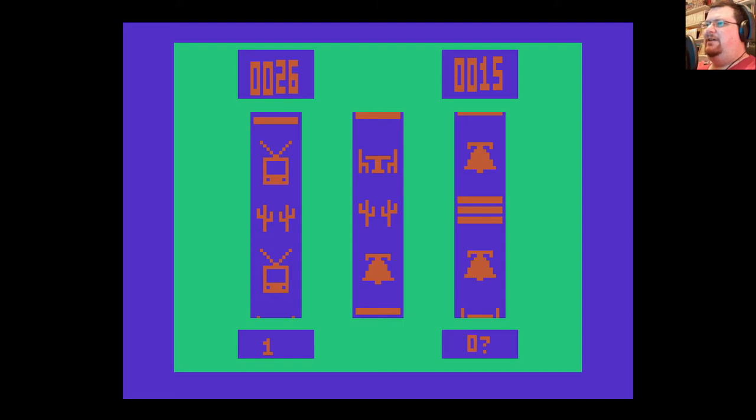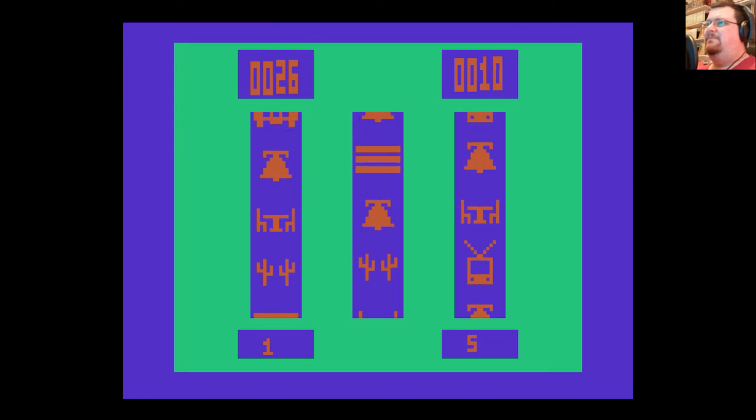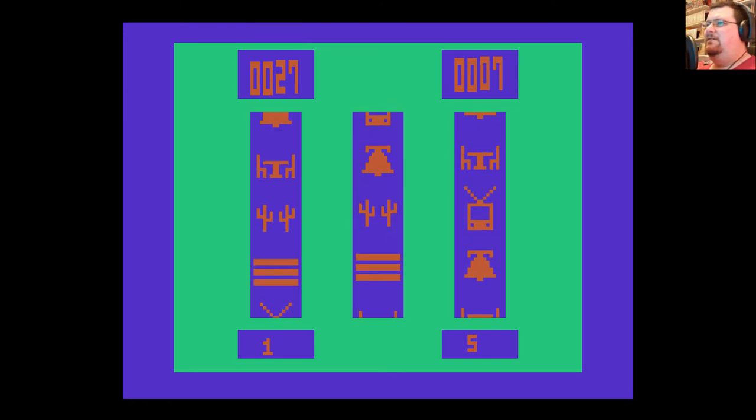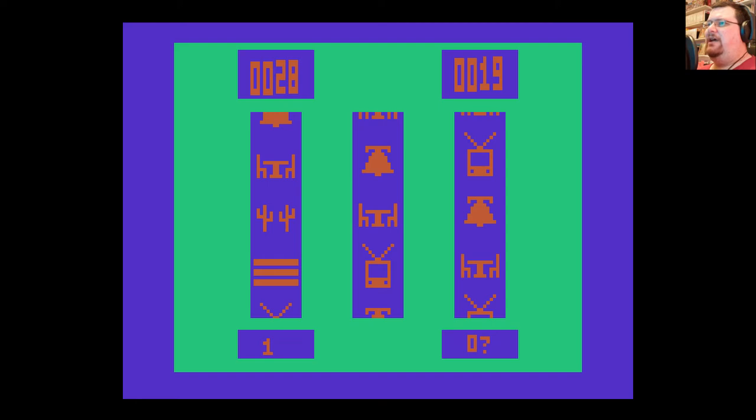There's our 10 for getting the 2 cactus and the wild card. That would be for 1 cactus, presumably. Okay, 1 cactus and 1 table of chairs, I think. Yes.